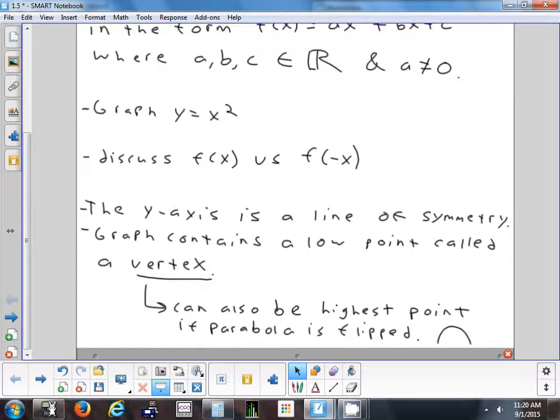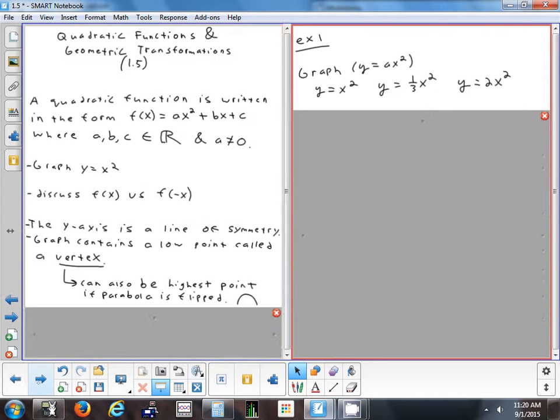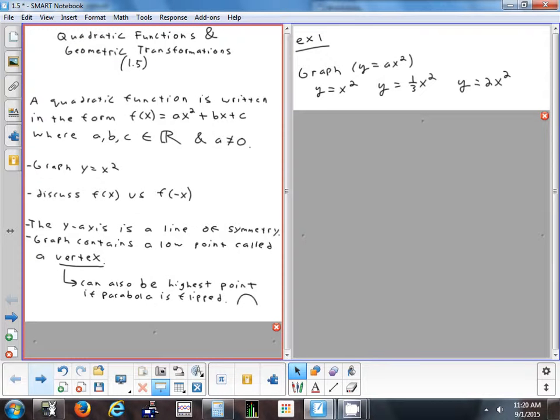Sometimes this function y equals x squared, it's called the parent quadratic function because all other quadratic functions can come from this one. Everything else is basically a transformation of that. Moved up and down or stretched, different things. What I want to do is try graphing a couple and see if we can figure out what this number in front does. What happens when you change it from a 1 to a 1/3 to a 2? Okay, just try graphing.